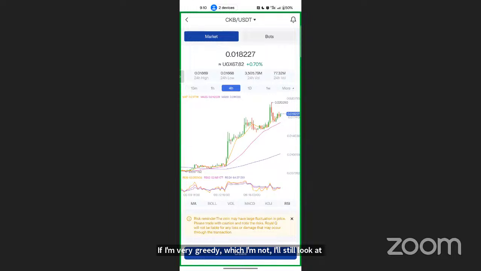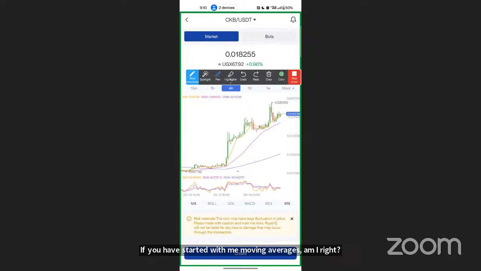You have started with me on moving averages, am I right? Look here. 100 is down, 25 is here, and this is 7. Is this going on an uptrend or a downtrend? Some answers in the chat.